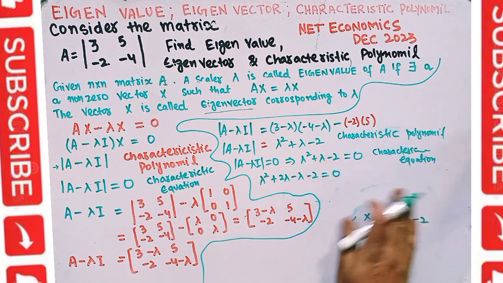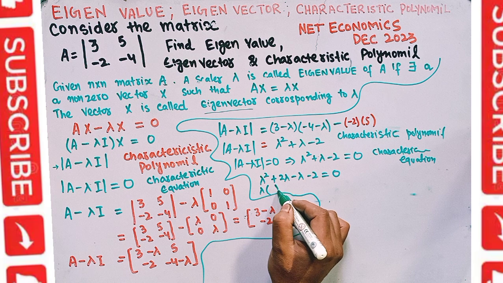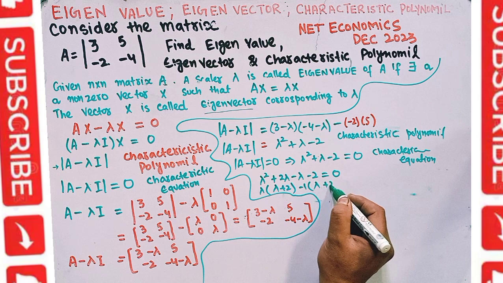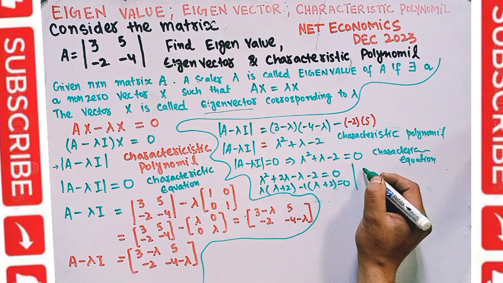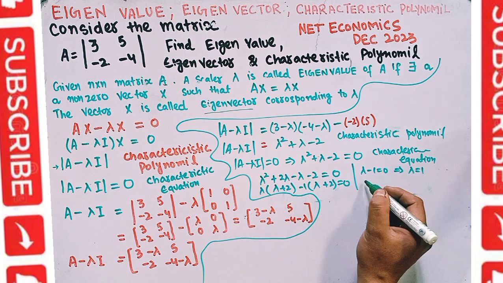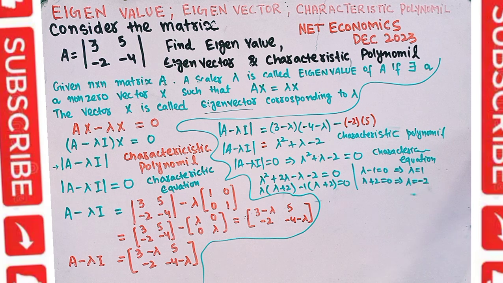Setting it equal to 0, let us factor out lambda from the first two terms. We will be left with lambda plus 2, and let's take minus 1 common from the last two terms. We will be left with lambda plus 2, and we set it equal to 0. Solving further, lambda minus 1 is equal to 0, which implies lambda is equal to 1, or lambda plus 2 is equal to 0, which implies lambda is equal to minus 2. So we got two eigenvalues, lambda is equal to 1 and lambda is equal to minus 2. These are called the eigenvalues.